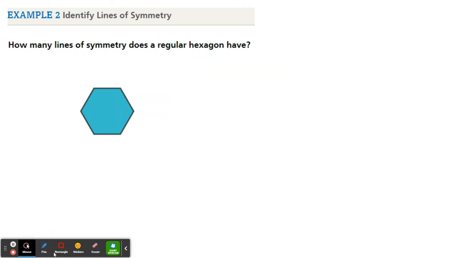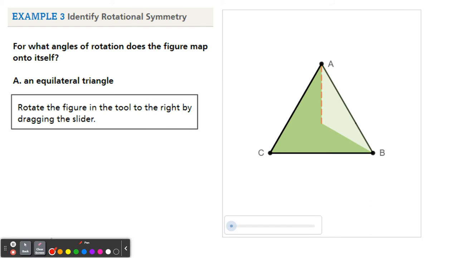Okay, next one. All right, let's talk about rotational symmetry. For what angles of rotation does this figure map onto itself? Well, this is an equilateral triangle. So again, an equilateral triangle is a regular triangle. All the angles are congruent, all the sides are congruent. So this is going to have perfect rotational symmetry.